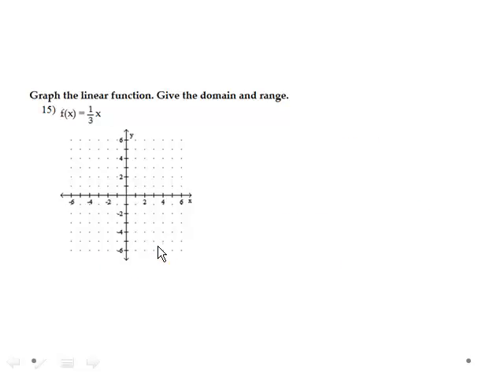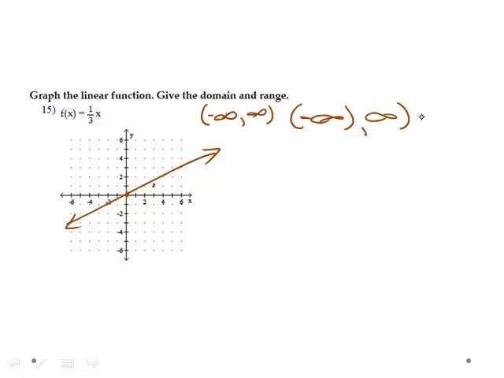Next, graph the linear function. So, intercept is 0, slope is up 1, forward 3, and it looks like that. Give the domain from negative infinity to positive infinity, and the range is from negative infinity to positive infinity.